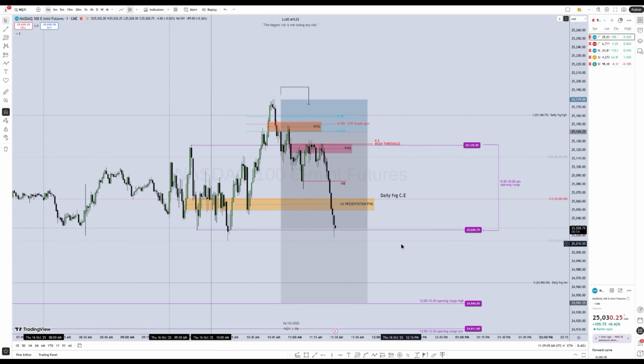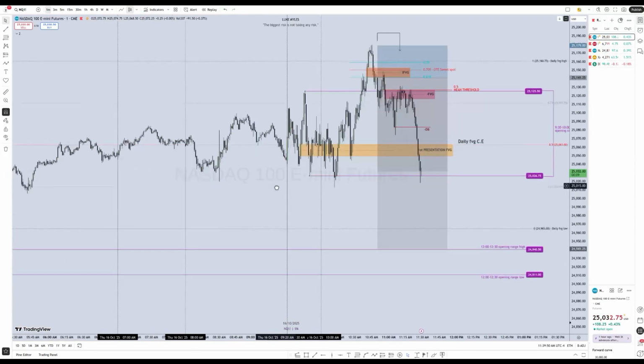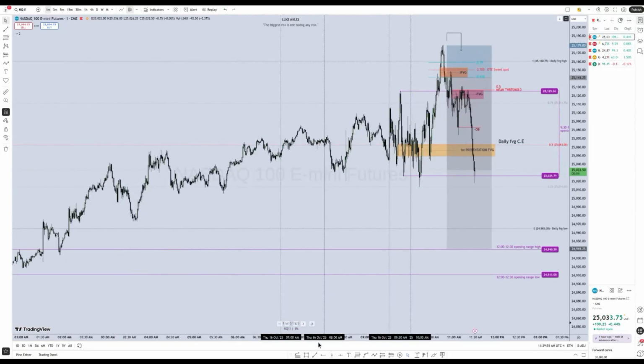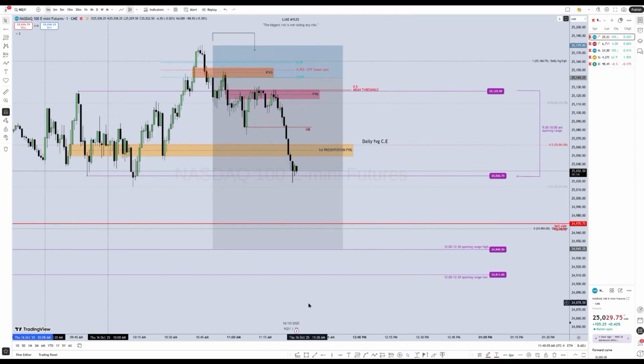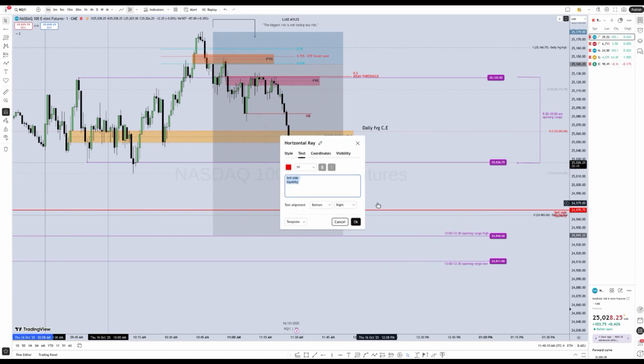I'm having the daily fair value gap, consequent encroachment. Remember, we are having a daily fair value gap which the market is working into. So right now we have traded below the daily fair value gap, consequent encroachment, and closed below first presentation fair value gap at 9:30. So we are heading for the low that was formed prior to going into the 11 a.m.